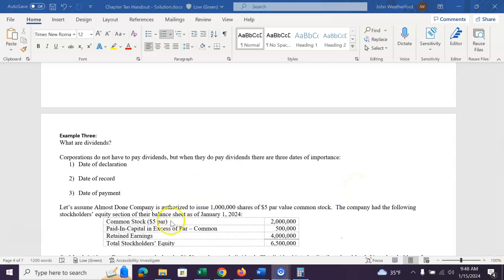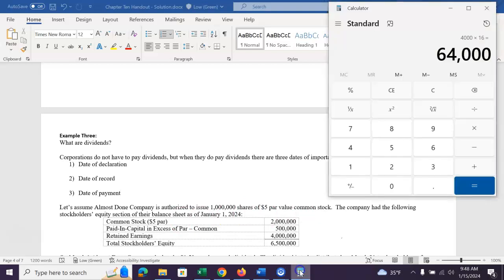They have common stock at $5 par, a balance of $2 million. Now again, anytime you're given the balance in common stock and you know par value, you can determine how many shares the company has issued, right? So we could say here, $2 million divided by the $5 par. That means they must have currently issued here on January 1, 2024, 400,000 shares.